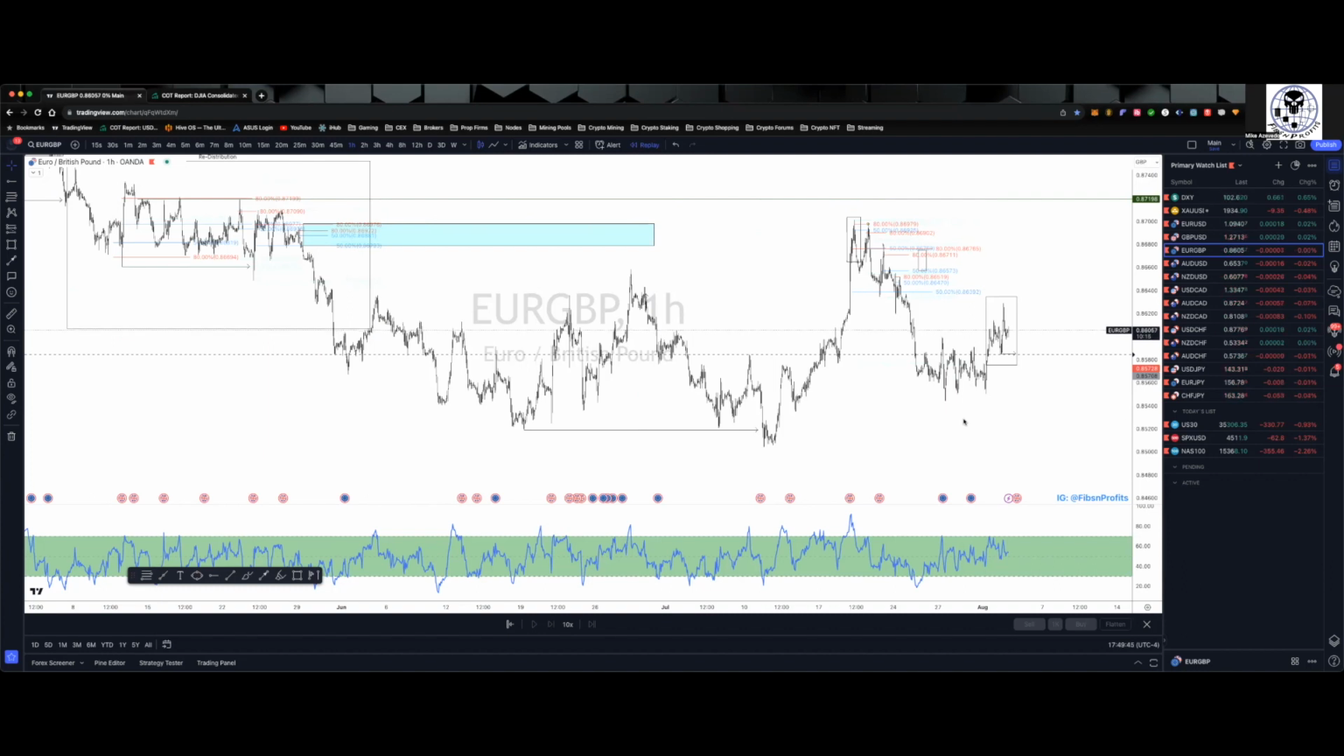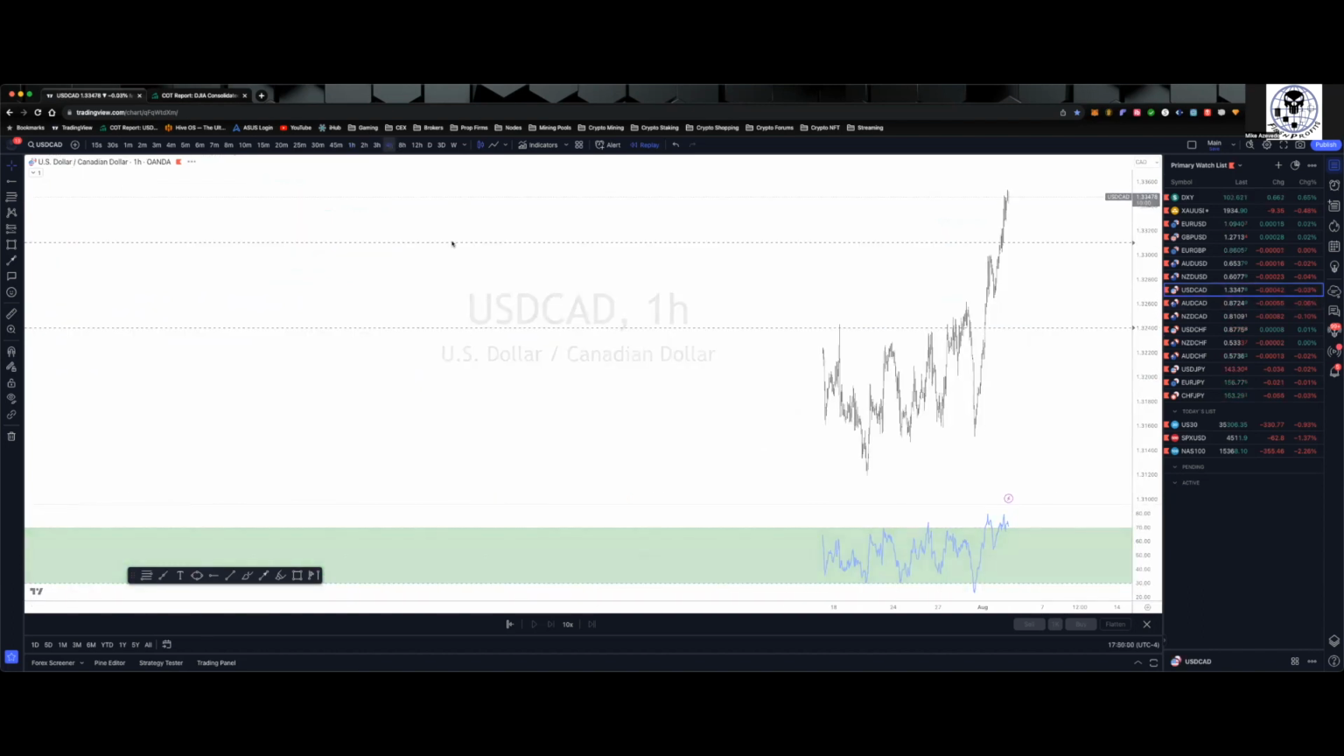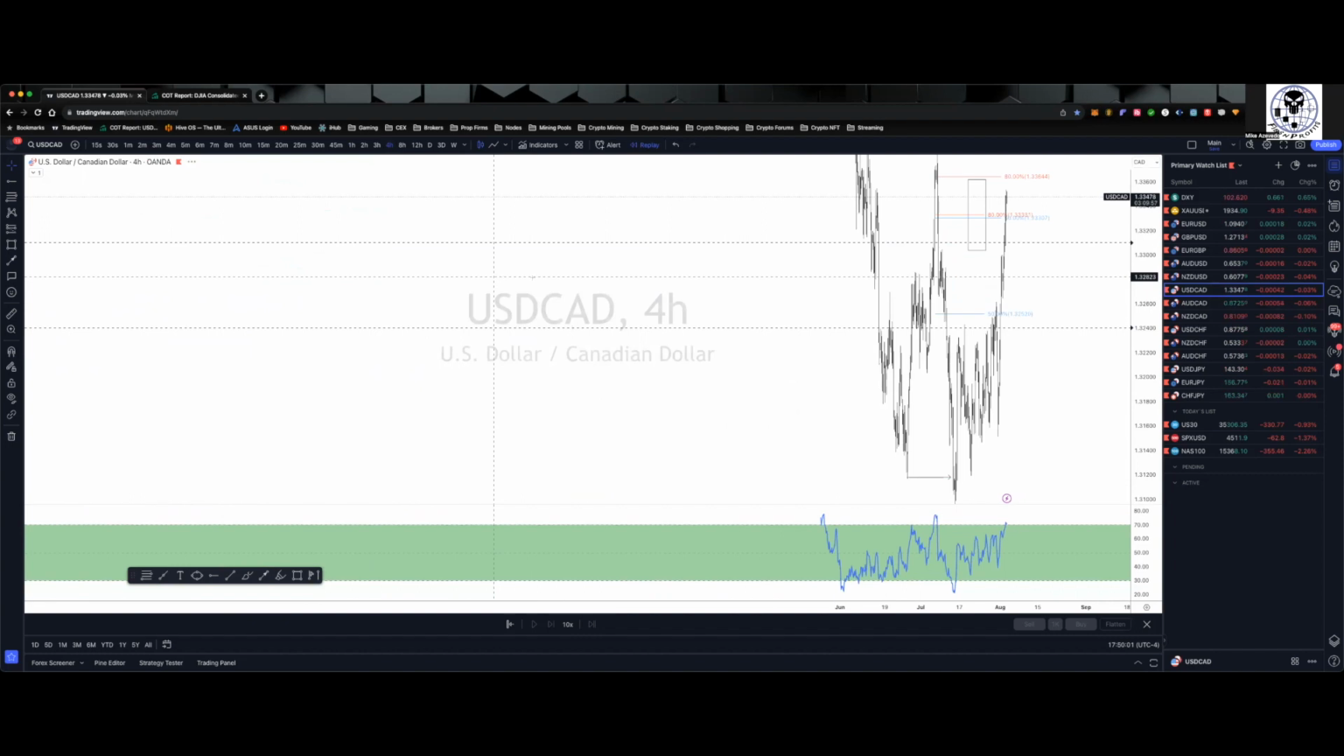Could we set a limit on UCAD? I guess you could, bro. We are reaching a distribution that holds structure. I don't think it holds structure though, man. I don't think it holds structure on UCAD. I'm almost positive it doesn't hold structure.